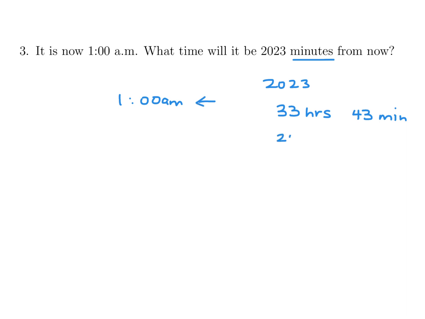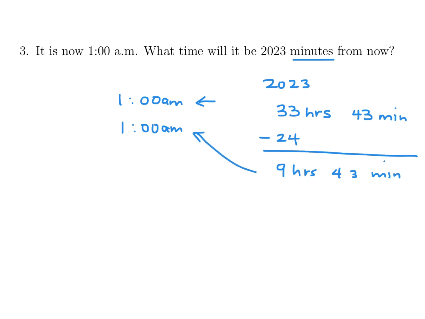Now, if I just do 24 hours, that will eventually get right back to 1 a.m. again. Now, if I subtract that 24 from this 33, that is what, 9? So 9 hours and 43 minutes is what remains. So we just add that to this. So that would basically be a time of 10:43 a.m.